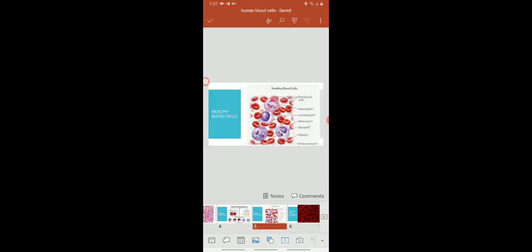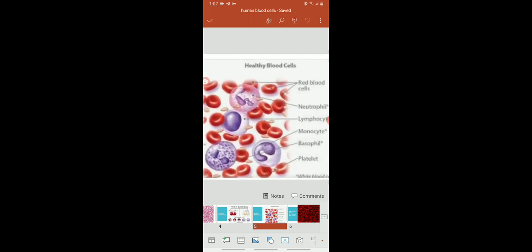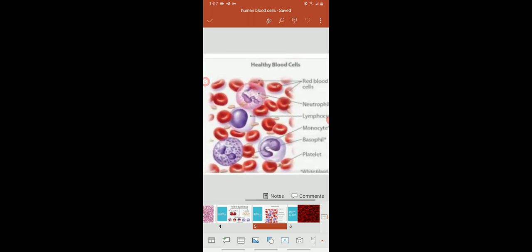Okay. Now the second one is a diagram or image. It shows healthy blood cells, meaning in the case of a normal human being, when all conditions of the hemoglobin etc. are proper, the cells are healthy blood cells in which we see the red colored RBCs, that is red blood cells. Then the second cell we can observe is the neutrophil.